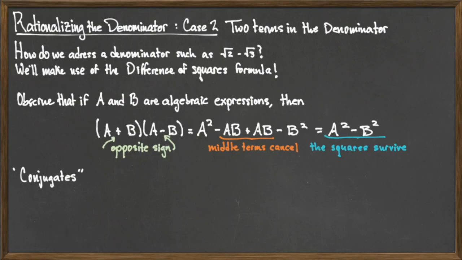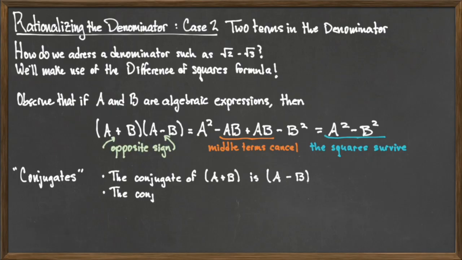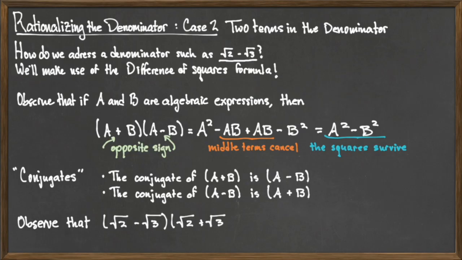But the key observation here is that a plus b and a minus b have different signs in the middle. This is known as the concept of conjugates. The conjugate of the quantity a plus b is a minus b. And likewise, the conjugate of the quantity a minus b is a plus b. Essentially, I take a sum and I turn it into a difference, or vice versa, and I get the word conjugate. So, what if I multiplied the square root of 2 minus the square root of 3 by its conjugate?